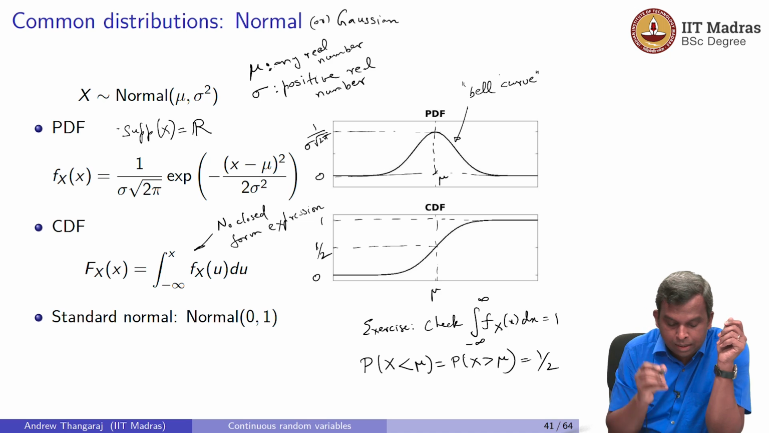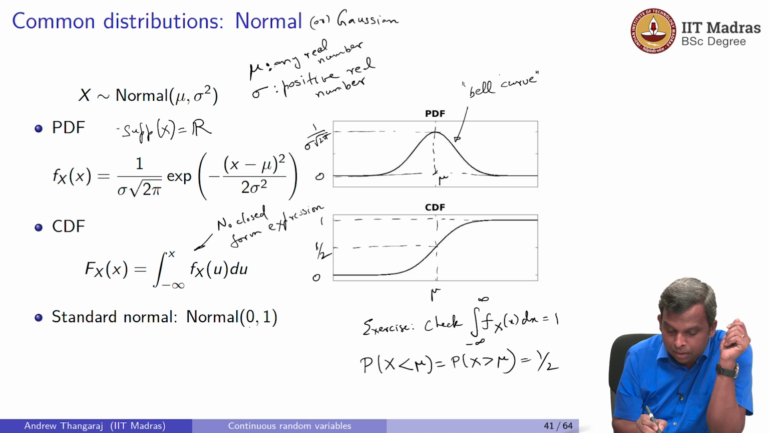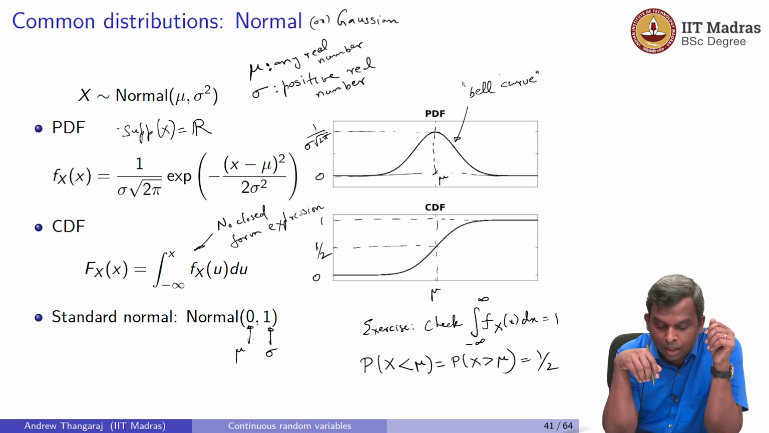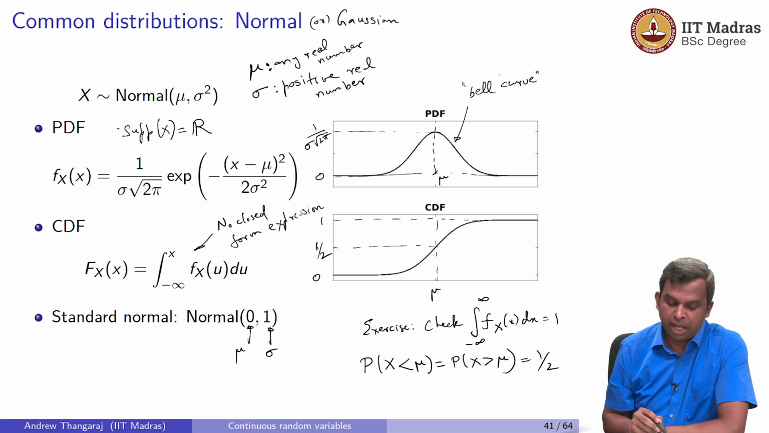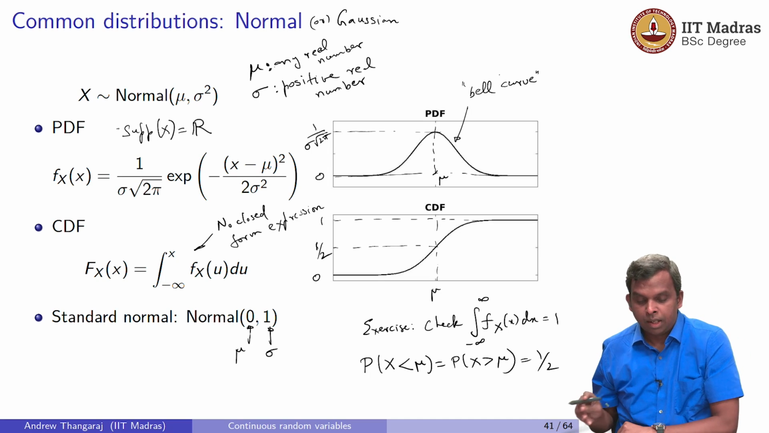Okay. So there is something called the standard normal. If mu is 0 and sigma is 1, sigma squared or sigma, because it's 1, that's called a standard normal distribution. It's got a special name, normal 0, 1. Okay.